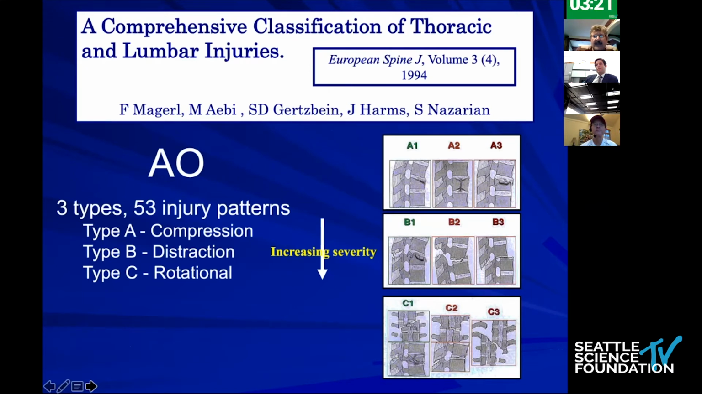The AO classification came about at the same time, and in typical AO fashion, they divided this into an A, B, and C with increasing severity. And it was basically injury to the anterior column in the way of compression or axial load, a posterior distractive injury to the posterior elements, or some type of rotational translational injury that represented fracture dislocation. One of the problems was it was broken down into 53 subtypes of injury pattern.